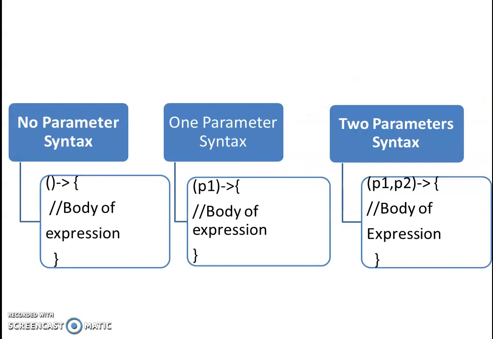When it does not take any parameter, we provide no parameter inside the parentheses. Then we write the arrow token. Inside curly braces, we write the body of the expression, and then we close the curly braces.